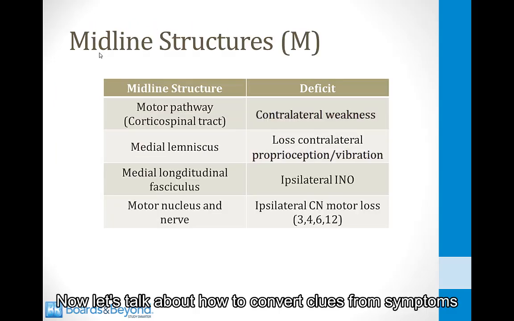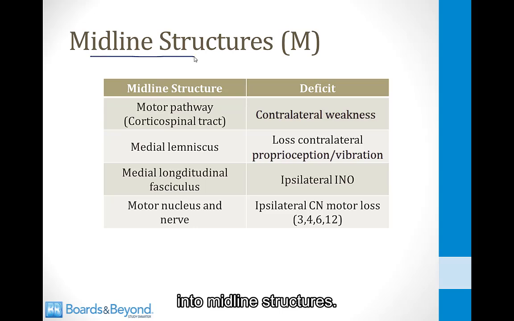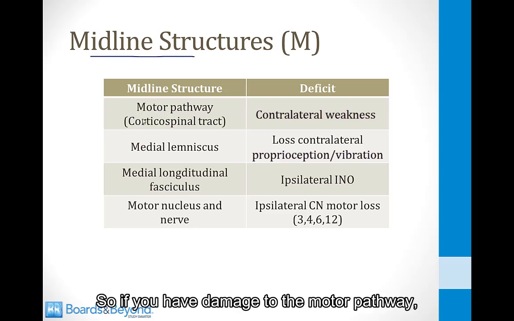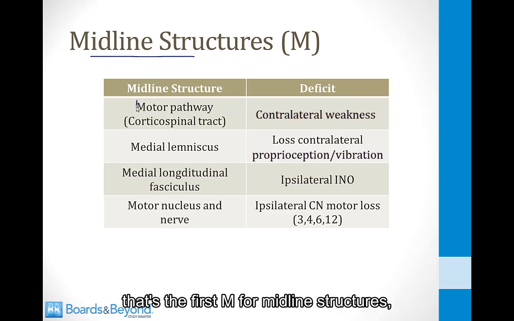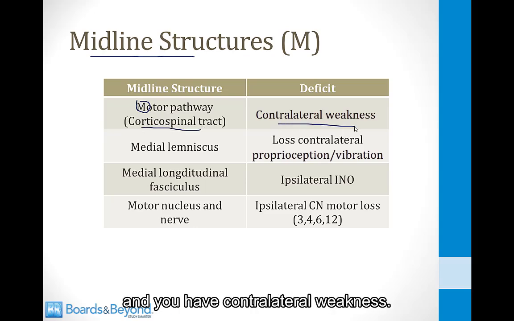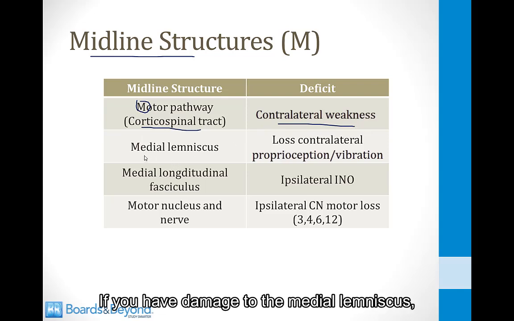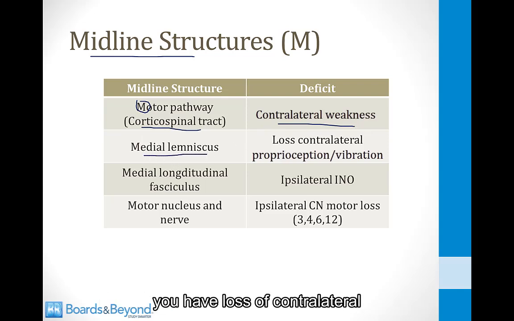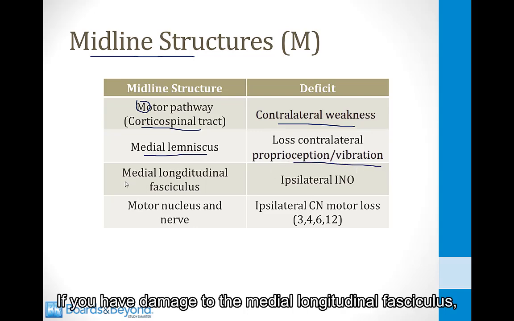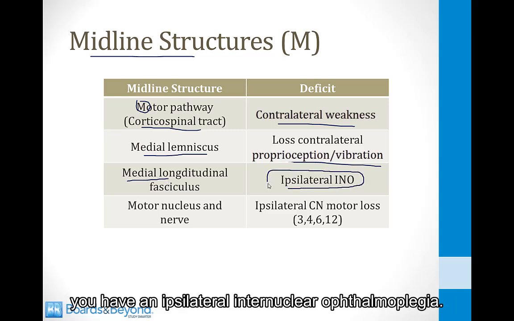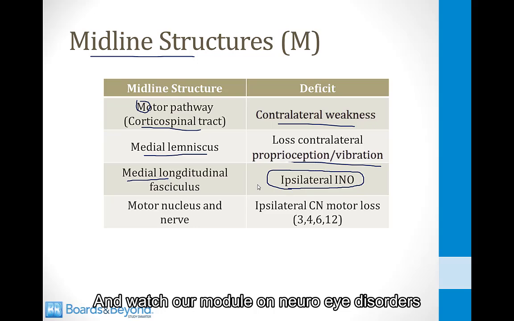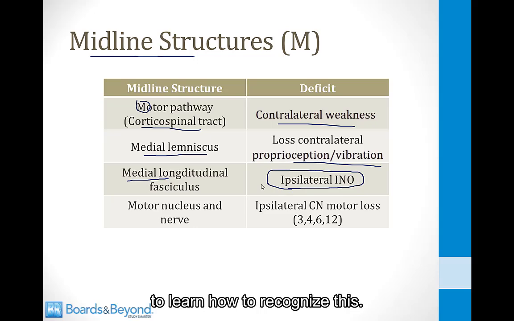Now let's talk about how to convert clues from symptoms into midline structures. So if you have damage to the motor pathway, that's the first M for midline structures, that's corticospinal tract damage, and you have contralateral weakness. If you have damage to the medial lemniscus, you have loss of contralateral proprioception and vibration. If you have damage to the medial longitudinal fasciculus, you have an ipsilateral internuclear ophthalmoplegia, and watch our module on neuro eye disorders to learn how to recognize this.